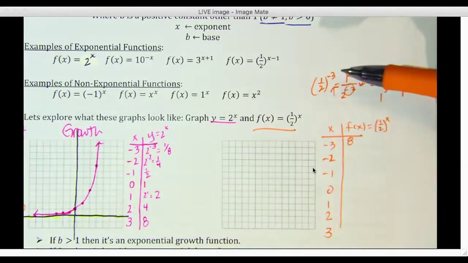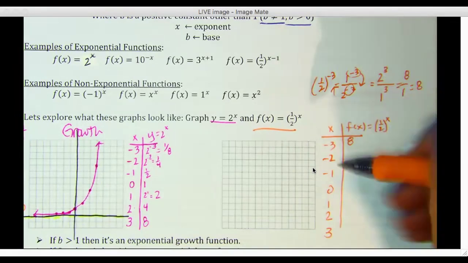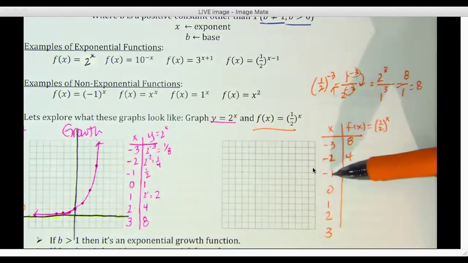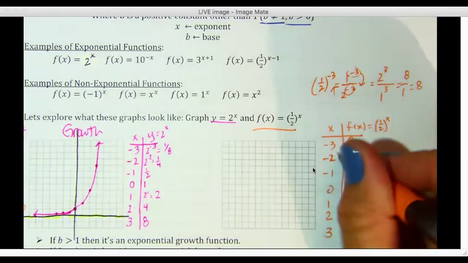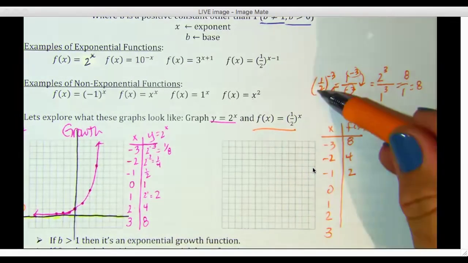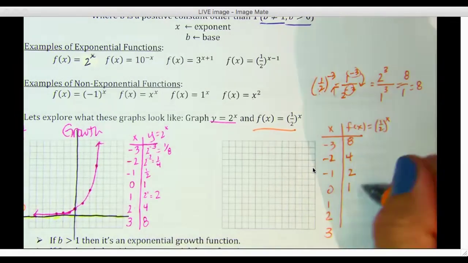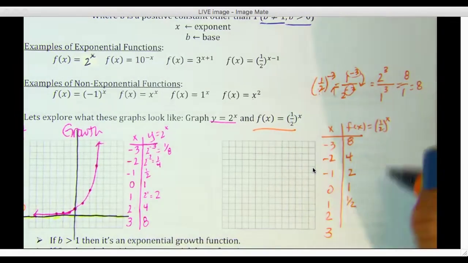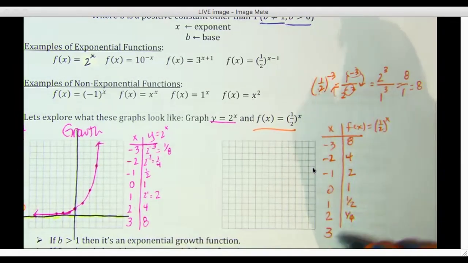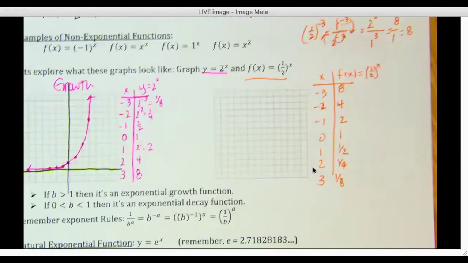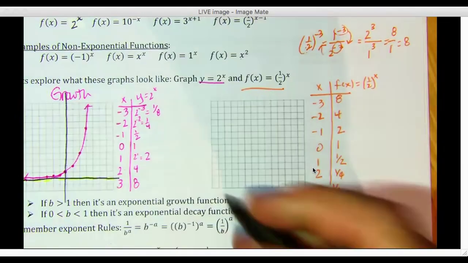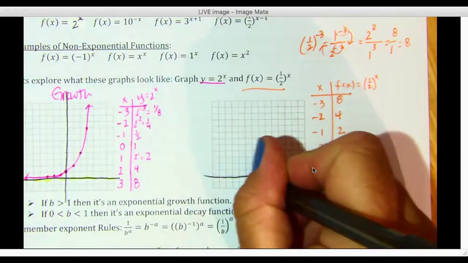Similarly, -2, if I have 1/2 to the -2 power, that will be 4. -1, 1/2 to the -1 power will be 2. Anything to the 0 power is 1. 1/2 to the first power is just 1/2. 1/2 squared is 1/4, and 1/2 cubed is 1/8. So we have all those points. Just like the previous example, we can go ahead and plot them.